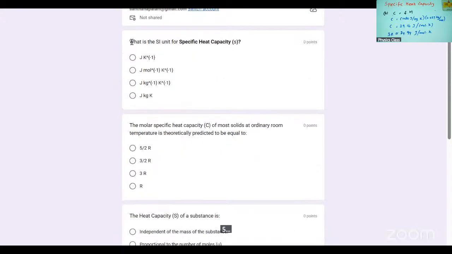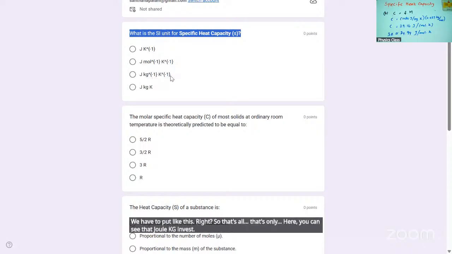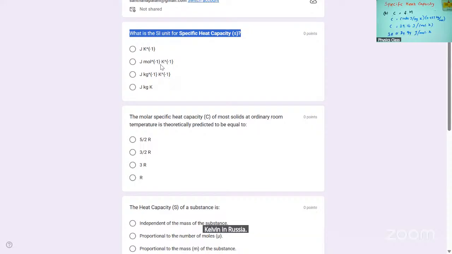First one. What is the SI unit for specific heat capacity? Here the options are like Joule Kelvin inverse, Joule mole inverse Kelvin inverse. In Google Form, we don't put -1 as a superscript, we have to put it like this. So here you can see Joule kg inverse Kelvin inverse, Joule mole inverse Kelvin inverse.